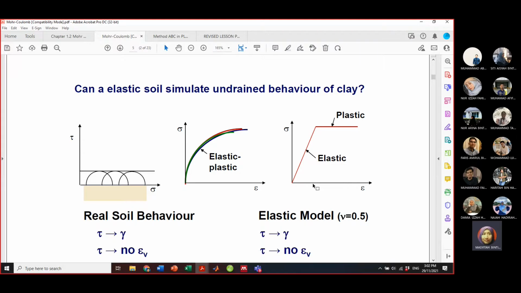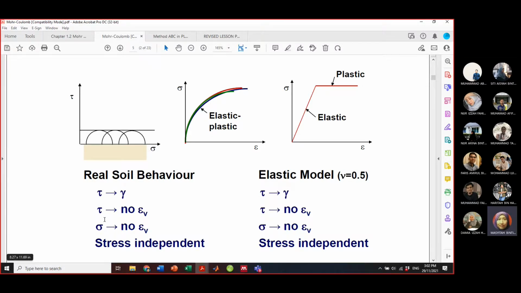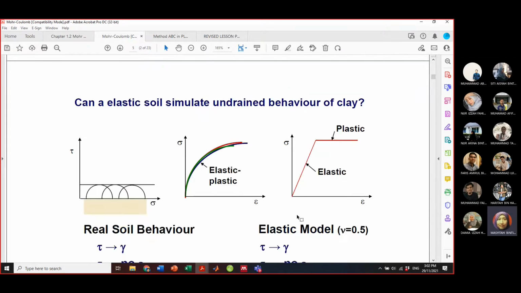Tapi bila kata you plot dalam Mohr-Coulomb, so from the non-linear kita assume dia as a linear elastic. So yang kita nak stresskan kat sini adalah the Young's modulus is actually behave as a non-linear, it's not as a linear elastic. What are the changes selain daripada real soil behavior or you are using the elastic model? So both having the shear stress and shear strain, but then here similar juga, maknanya masing-masing is a stress independent kalau untuk undrained behavior of the clay.